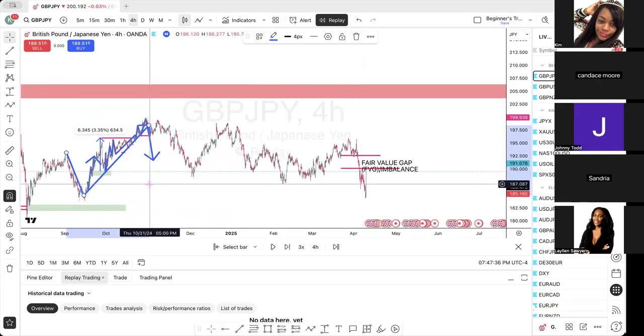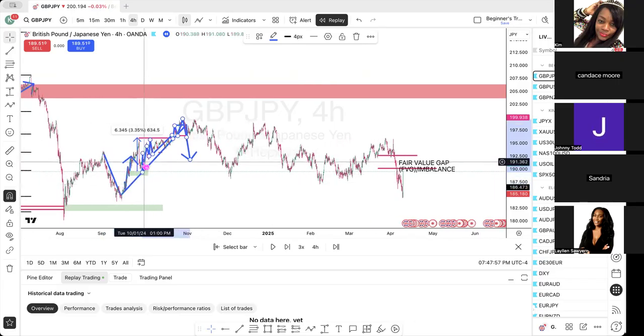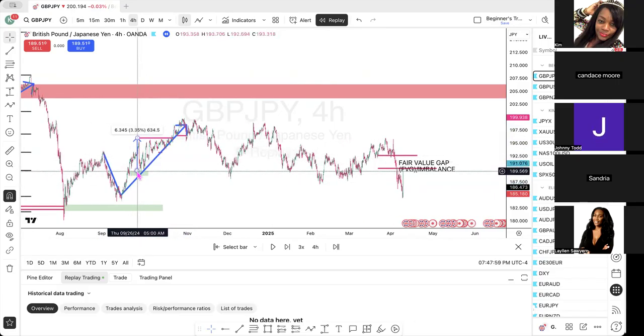Okay. It is going to get confusing. I'm telling you now, it is going to get confusing. But we will master market structure on a higher time frame zone, on higher time frames, and on lower time frames.